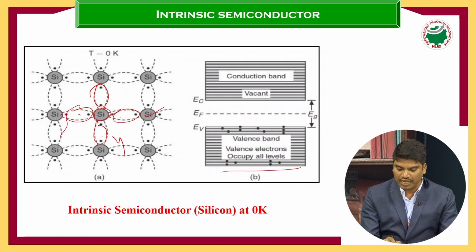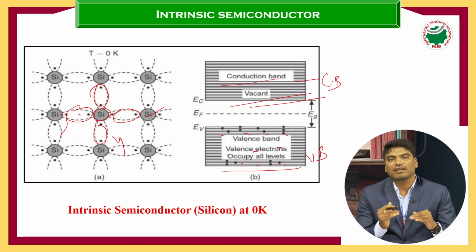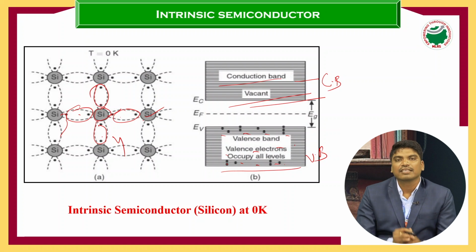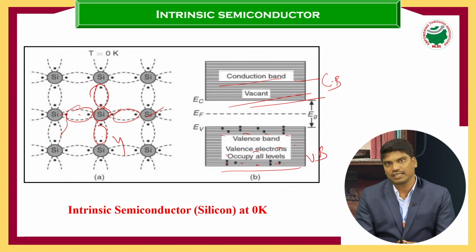Whatever electrons are there, all of them occupy the valence band itself. There won't be any electron in the conduction band. You can see that empty conduction band. That means electrons are not participating in any action; they are bonded with the nucleus and have high stability by sharing with the adjacent atoms. So at 0 Kelvin, a pure semiconductor will act like a perfect insulator.